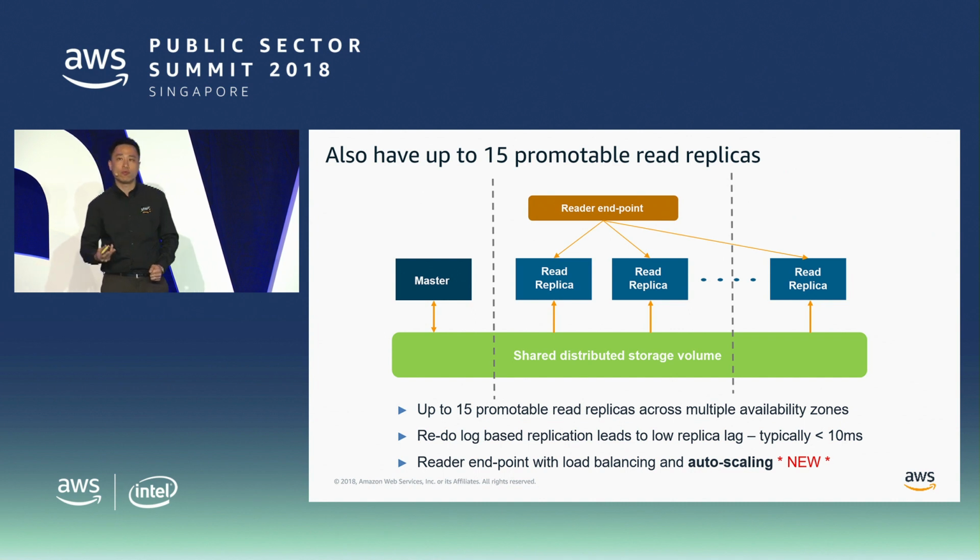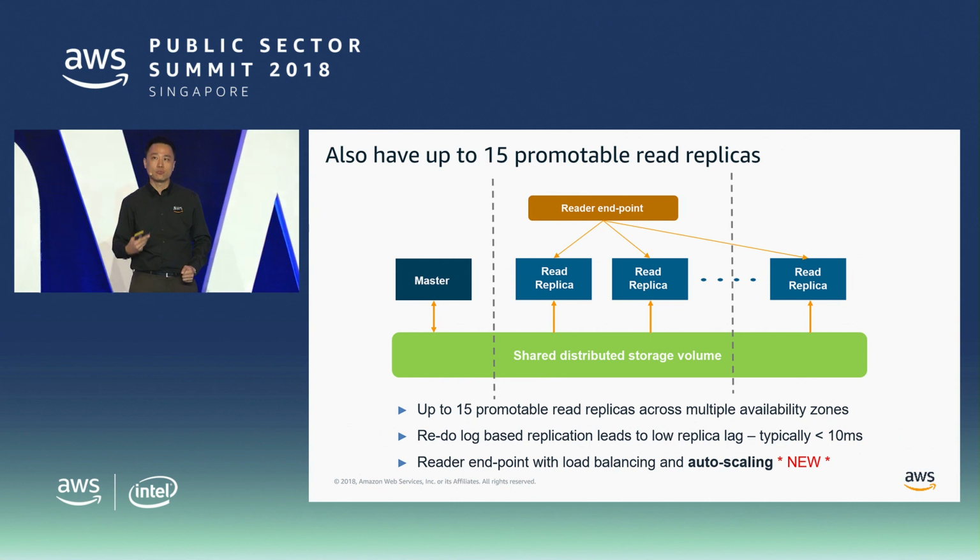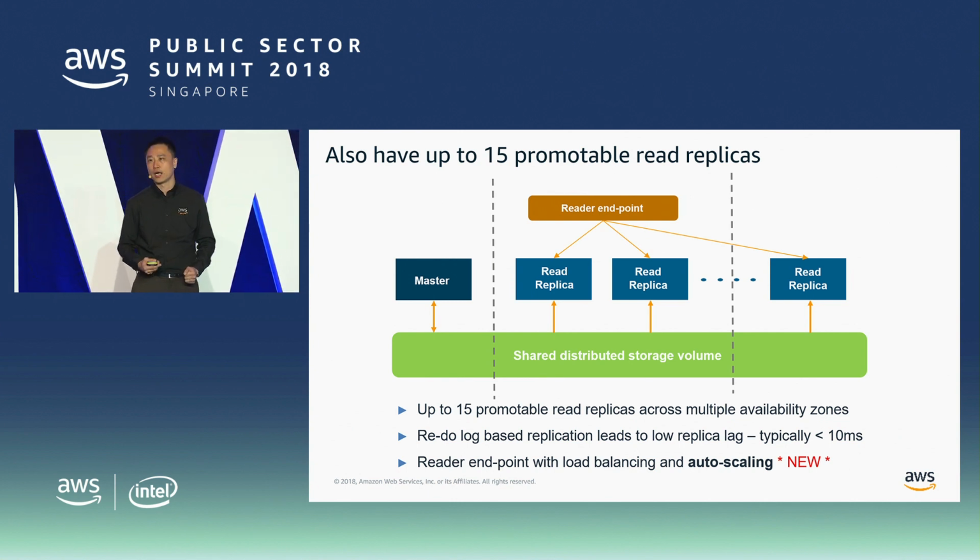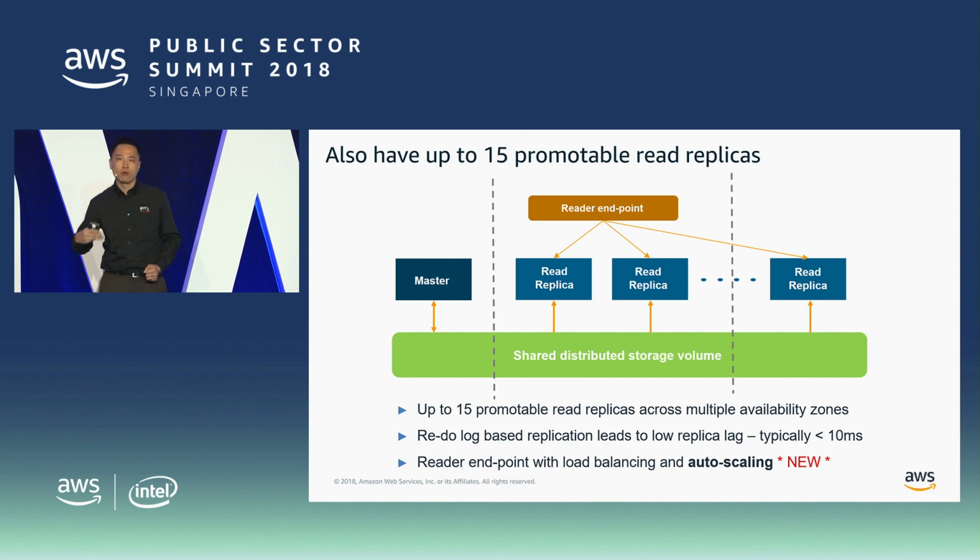Then what about the read replica? Read replica is really good because you are able to offload some of the queries to the read replica, in such a way that the master node only focuses on the write operation. Right now, with the Aurora database, we support up to 15 read replicas. And across all these 15 read replicas, you are able to promote any replica to become the master node anytime you want.